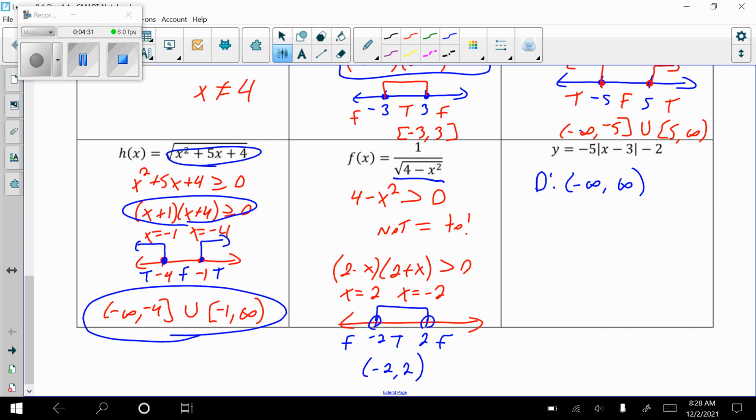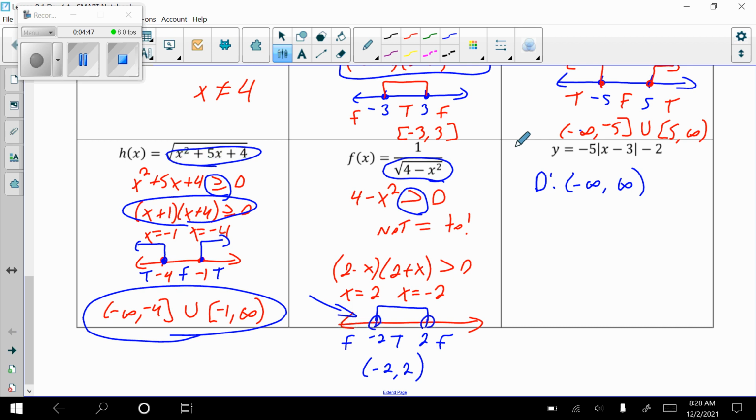Notice this one is in the denominator, so instead of being greater than or equal to 0, it's just greater than 0. So that's going to give us a situation with the open dots, and so I'm going to have parentheses.